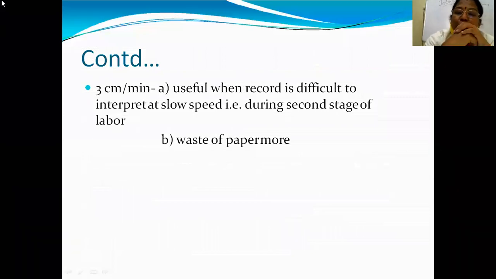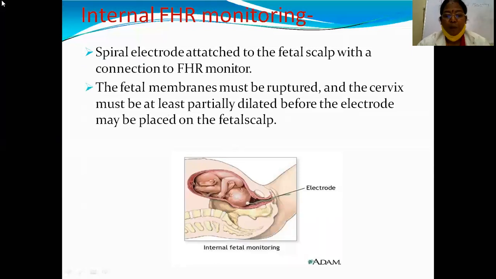But we use 3 centimeter per minute when the record is difficult to interpret at a slow speed, that is during the second stage of labor. Usually we increase the speed to 3 centimeter per minute, but here the wastage of paper is more. For internal fetal monitoring, as I already told you, the spiral electrode is attached to the fetal scalp with a connection to the fetal monitor.